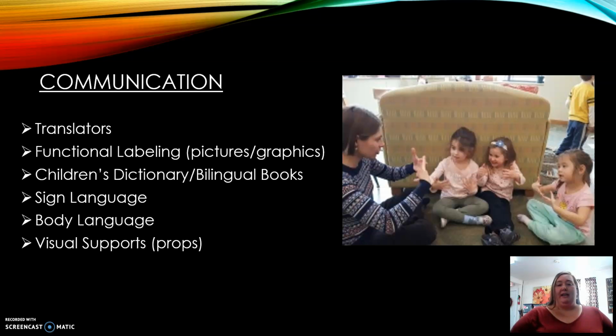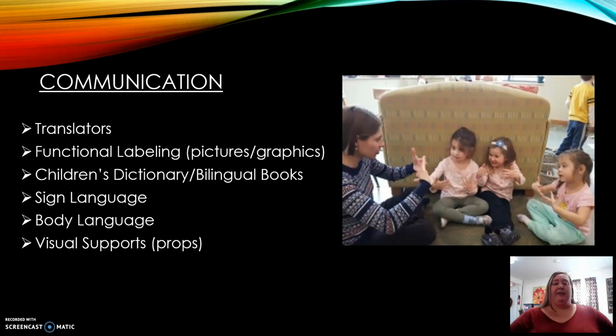Children's dictionaries and bilingual books are also important parts of communicating. There's oftentimes that you can find books such as this, a Spanish-English picture dictionary, or My First American Alphabet. Both of these types of books will help you be able to speak with children who may not speak your native language.